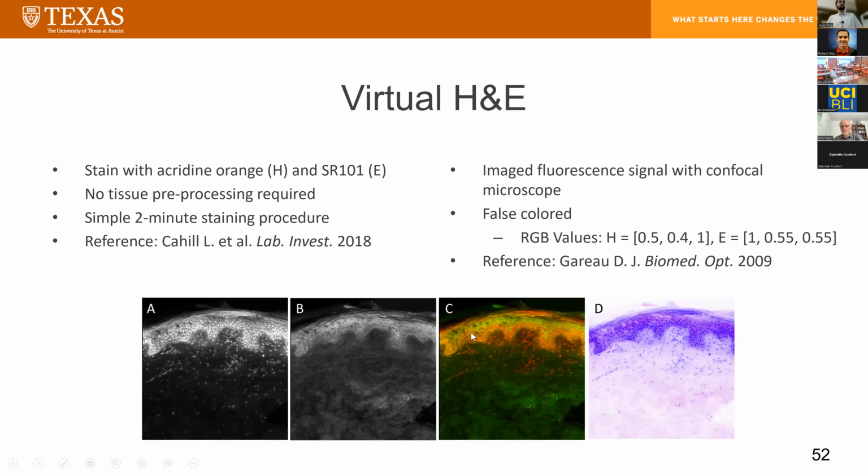So the example I showed here is porcine skin before ablation. I just cut a cross section through the skin and stained it. So A is the acridine orange image, which simulates that of hematoxylin. B is the SR101, which is an eosin analog. And then we combine them and color them with this pink and purple color of H&E.